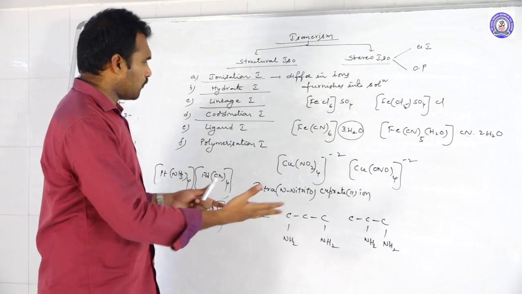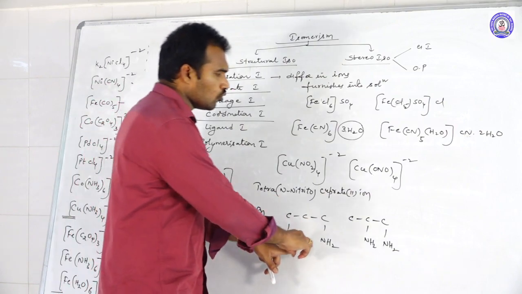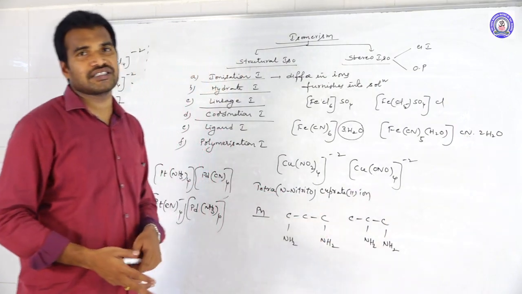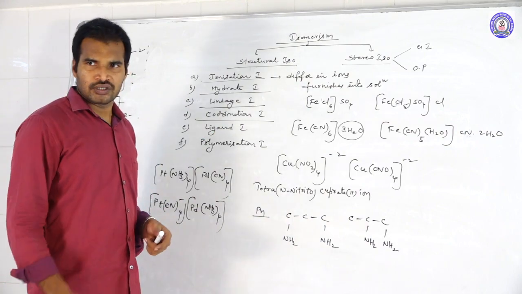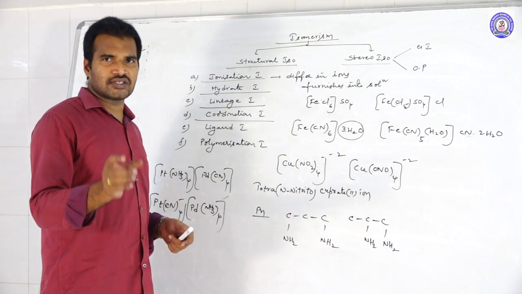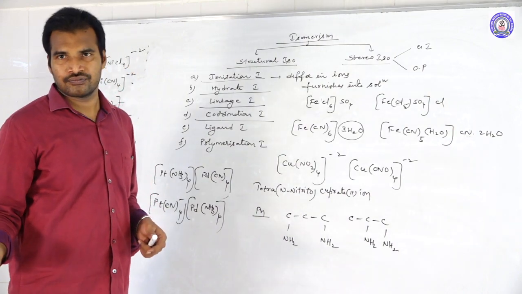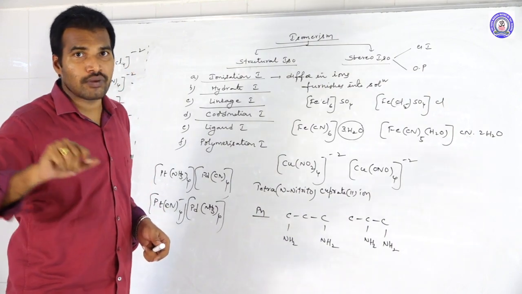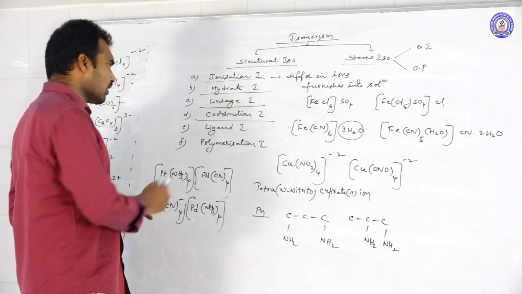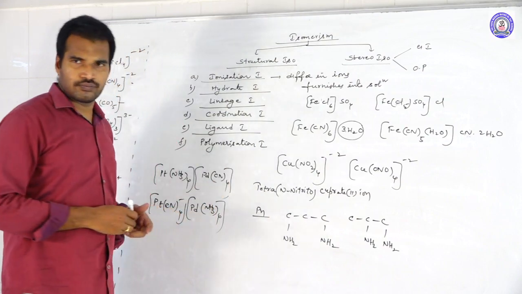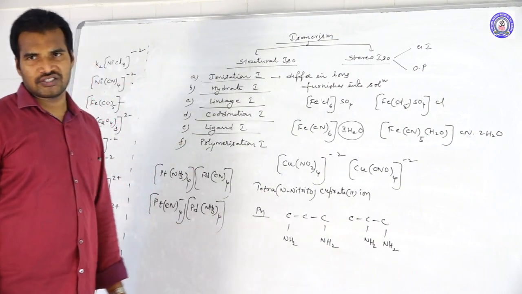So if the molecular formula is the same, everything is the same, but two different isomers of the ligand are present in different complexes, then that is called what? Ligand isomerism. So the pair of isomers which differ by the isomers of the ligand present in the complex, that isomerism we call ligand isomerism.